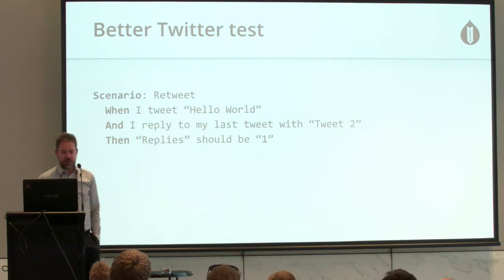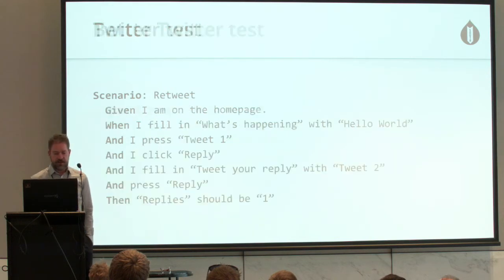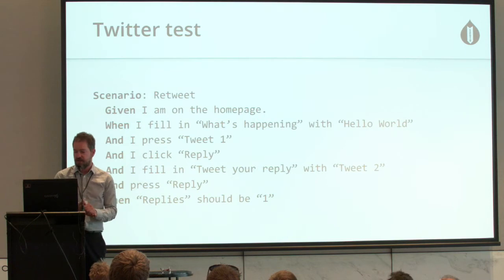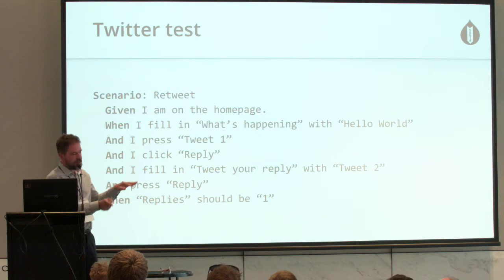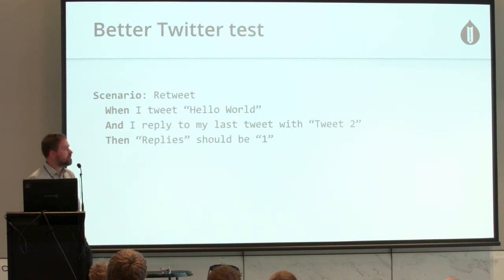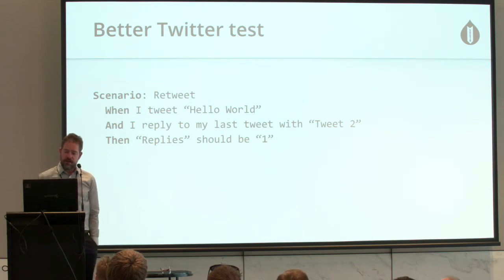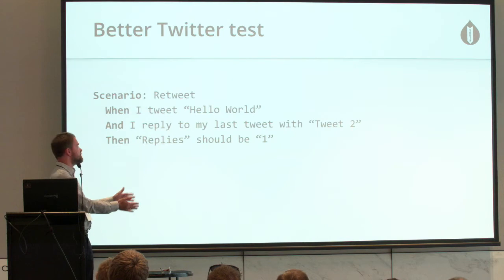But this one is much better. When I tweet hello world and I reply to my last tweet with tweet 2, then the reply should be 1. That's extremely clear. Going back to that first one, this is the kind of test people tend to write: I click this, I fill that in, then I go there. It's not business readable. It's a very techy way of looking at tests. This one is actually something most business people could read. If you have the ability to write these custom steps, you can implement it that way really easily.